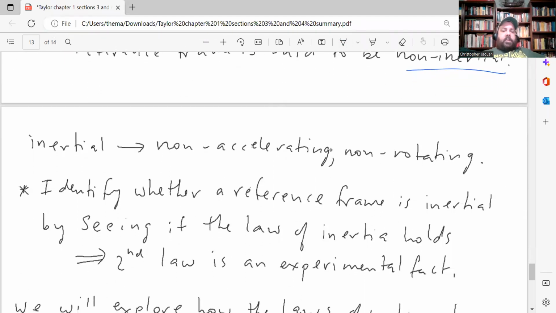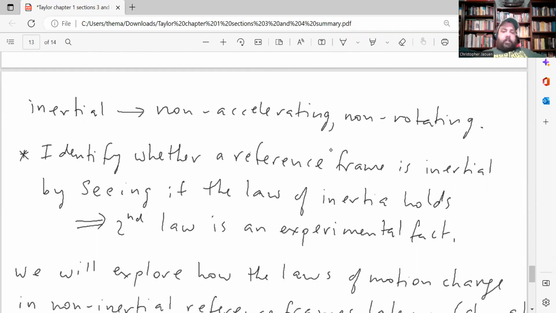Right, so a reference frame is inertial if it's non-accelerating and non-rotating. And you can identify whether a reference frame is inertial by seeing if the law of inertia holds, and that implies that the second law is an experimental fact.